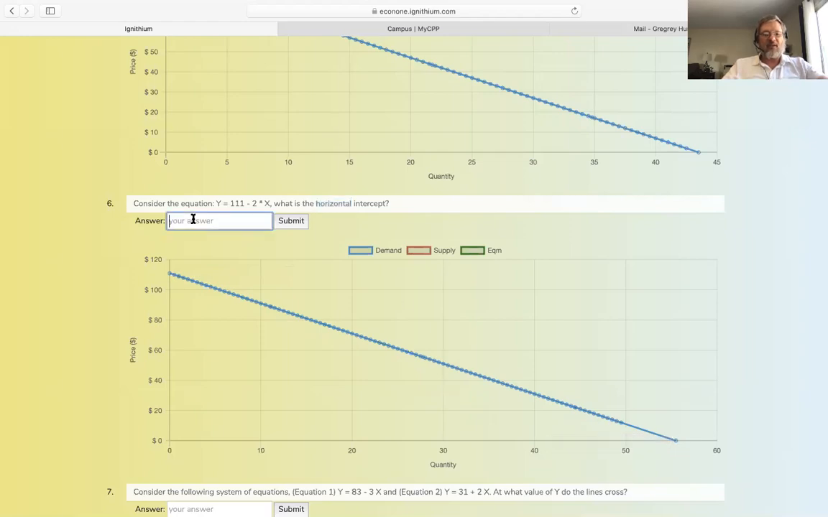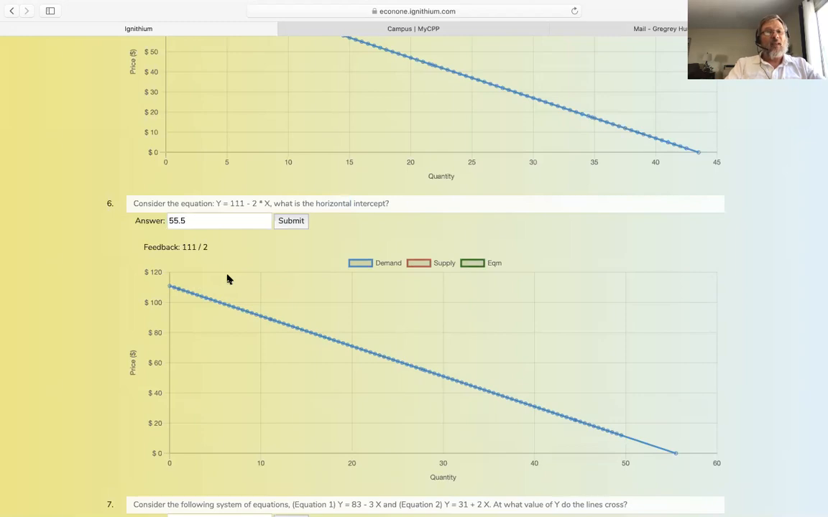Yeah. Okay, so let's see. 55.5, submit. And look, this is what's going to happen a lot of times in Ignithium. It'll give you the feedback, but a lot of times it won't be 55.5. It'll be like 111 divided by 2. Now, this might be a little bit confusing to you guys, and that's fine. What Ignithium is doing, and some of the ones that you'll see later, are a big, long string of calculations. But if you take those calculations and put them in a calculator, and you'll see a little bit later when we do the homework, there's a calculator that's available to you where you can do that to check your work.